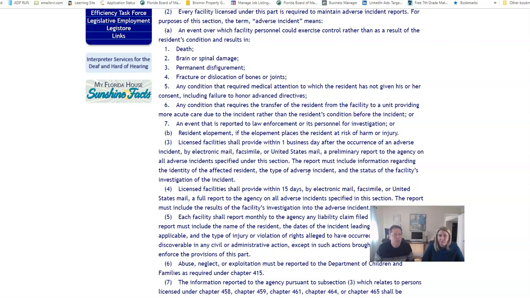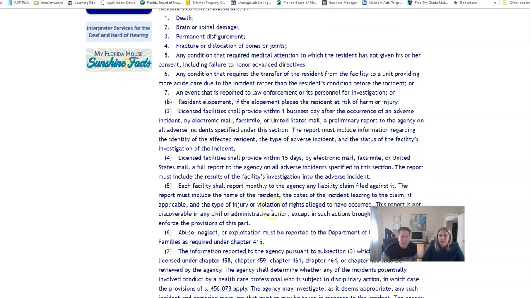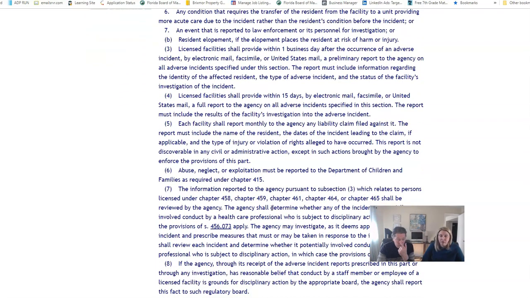Yeah, it says there U.S. mail, fax. It's all online reporting. Yeah, everything's online. So if you have a quiz question, online reporting. Everything's online. 1 day, 15 day. I don't know if they just didn't update this. Licensed facilities shall provide within 15 days by electronic mail, facsimile, or United States mail, same, the full report to the agency. So it's in 429, but just know, quiz question, everything is electronic, okay?